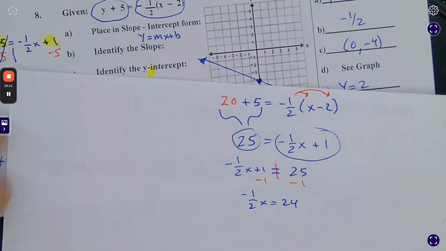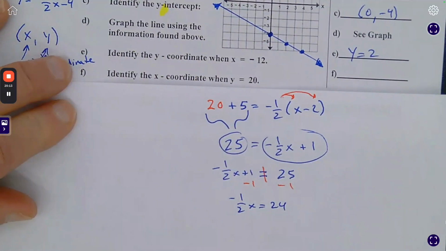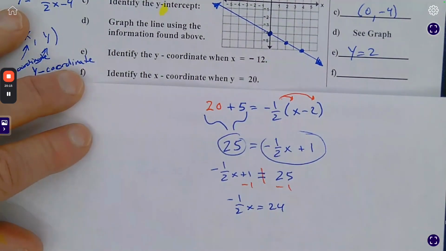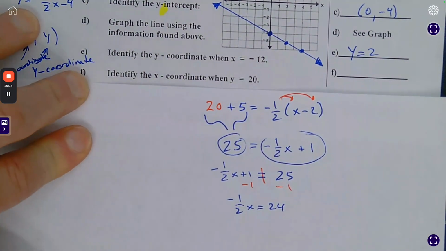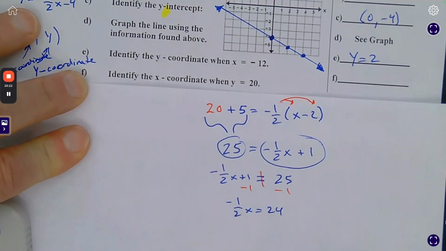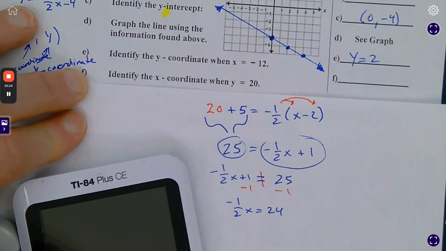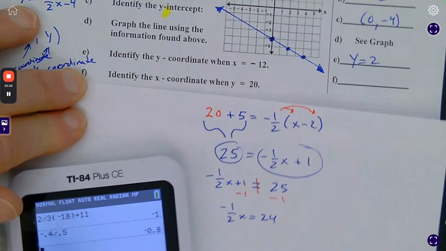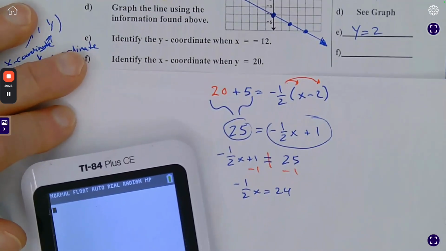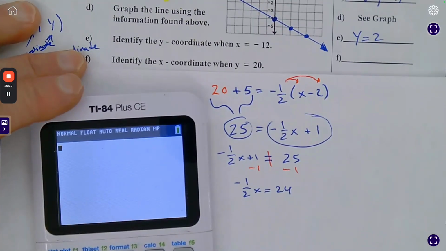Now what am I going to do to both sides? Okay, this is where it gets tricky. Some people do it different. Some people say multiply by the reciprocal. Reciprocal means you flip the fraction. I think that you can divide by fractions. I just think you have to know how to do it. So I'm going to divide by the fraction.